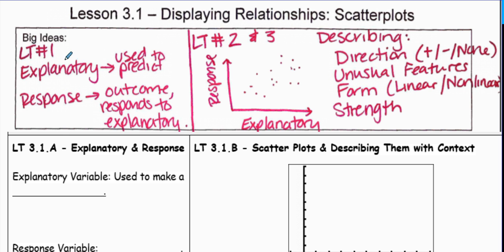Well, first off, we're talking about explanatory variables. And if you're filling out some note sheets, we use them to predict. Okay, we use them to predict. So they're used to make predictions.